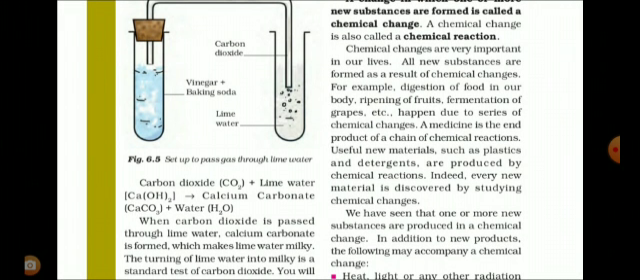The chemicals which are present on the left side of this arrow are the reactants. Here carbon dioxide and lime water are the reactants. They will react together and they form the products, and the products are calcium carbonate and water.